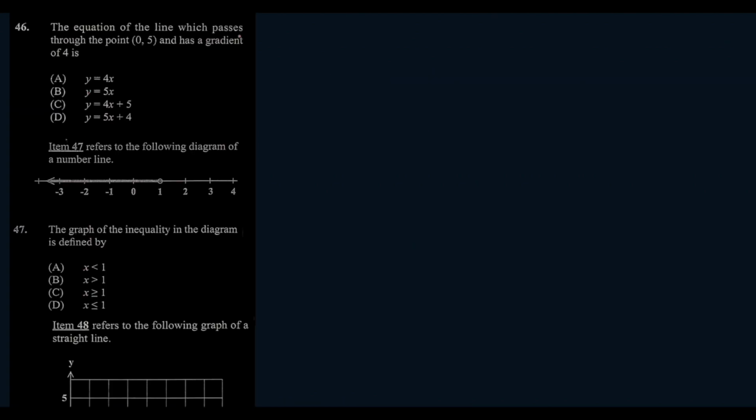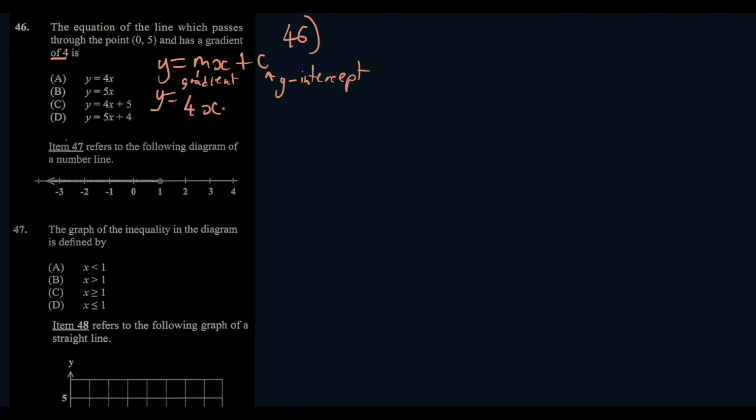All right, so 46. Now I know from this that the gradient is 4. We want to figure out the equation of the line, which usually is in the form y equal mx plus c. Now m is 4, which is a gradient. M stands for gradient, and this c is a y-intercept. So y therefore is equal to 4x, and the y-intercept I know is 5. Why is it 5? Plus 5.